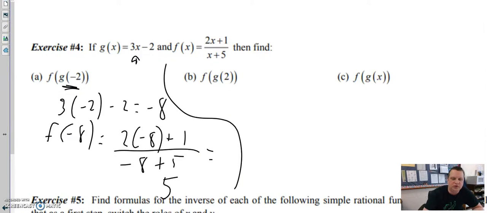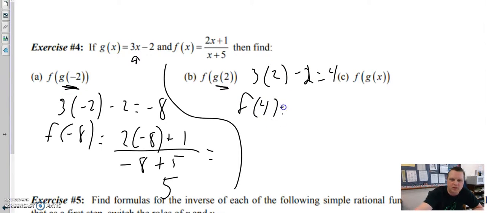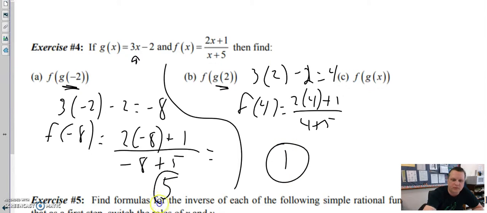So the next one is f of g of 2. So now it's 3 times 2 minus 1, 2. Because you have to plug in the g of 2 first. And this gives you 4. So then you have f of 4. So we have 2 times 4 plus 1 all over 4 plus 5. So that gives you 9 over 9, which is 1. This was 5. Okay, and the last one is f of g of x.